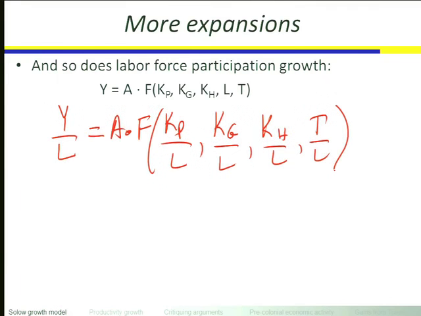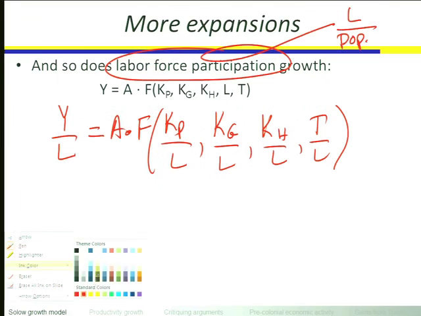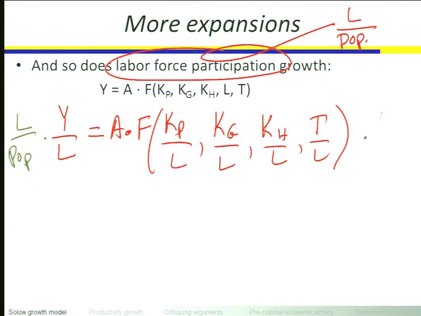But now I want to look at labor force participation rates. Labor force participation rates are measured as the number of people in the labor force divided by the population, L over pop. So I'm just going to multiply both sides of this equation by the labor force participation rate, L over pop. And that allows me to say that on the left, Y over L times L over pop gives me output per person.